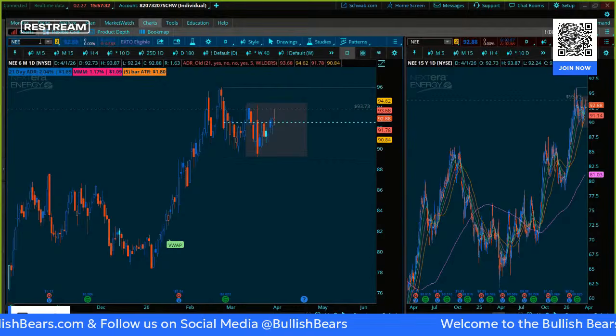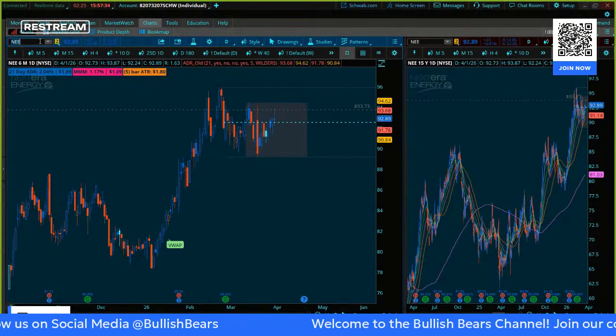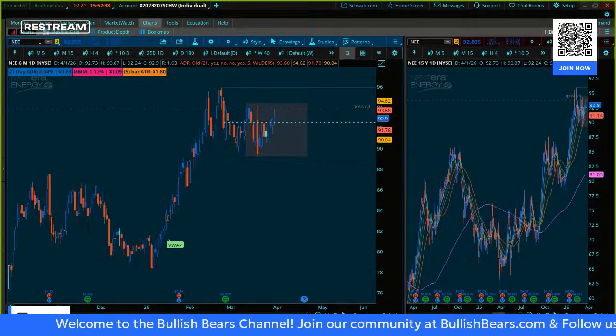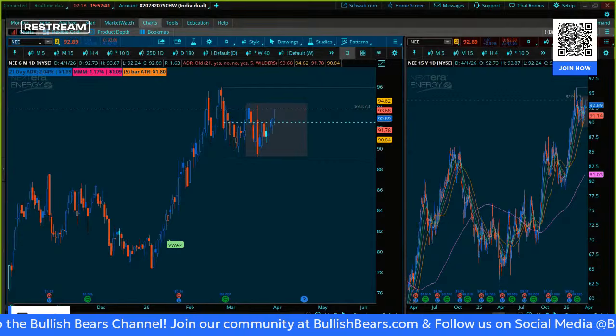Or if banks and the Mag 7 have a blowout earnings, possibly we could break out and rally. But generally speaking, during earnings, stocks just go sideways and wait for earnings to be done.